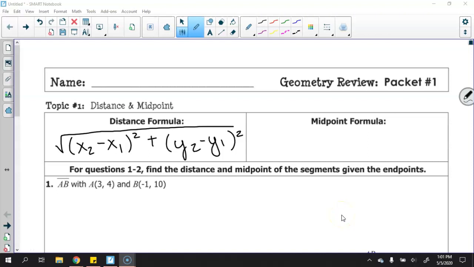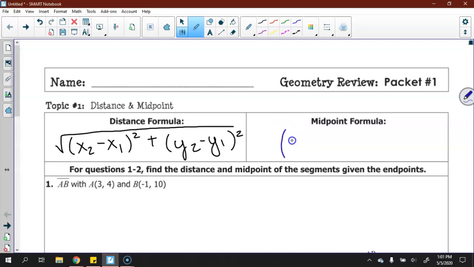All right. So for packet one, we're starting off with a lot of your algebra review. So you're going to end up using distance formula and midpoint formula. So your midpoint formula is going to be the average of your 2 points. So x1 plus x2 over 2, and then big old comma right here, y1 plus y2 over 2.